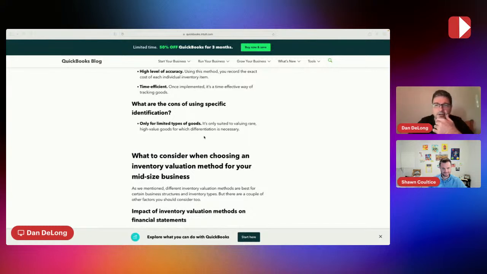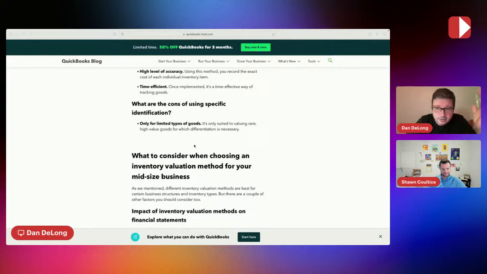So I'm thinking cars, art, jewelry, those types of things where they have a high value associated with it, and from one to the other is going to be specific. You want to track that particular cost of that particular item through its life cycle of purchase, manufacturing, receiving, and sales. So those are the cost calculation methods, and certainly read about that as we've shared the article here.